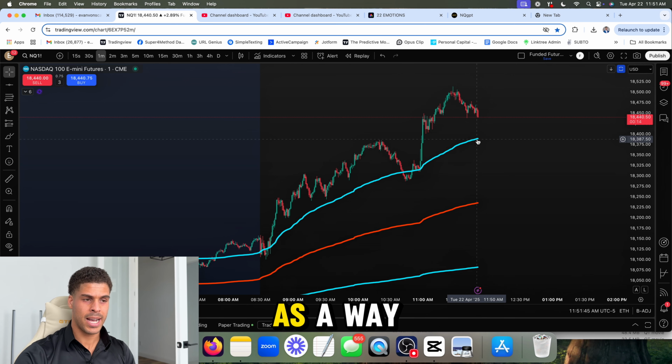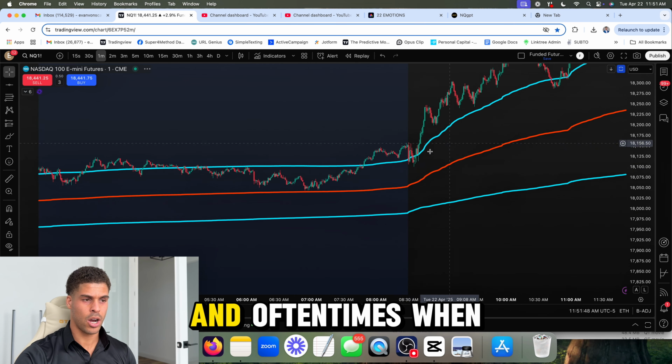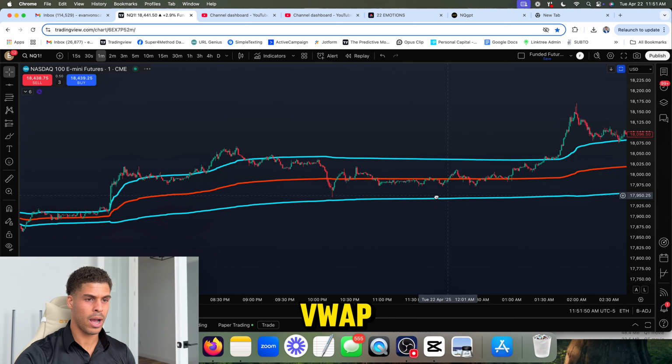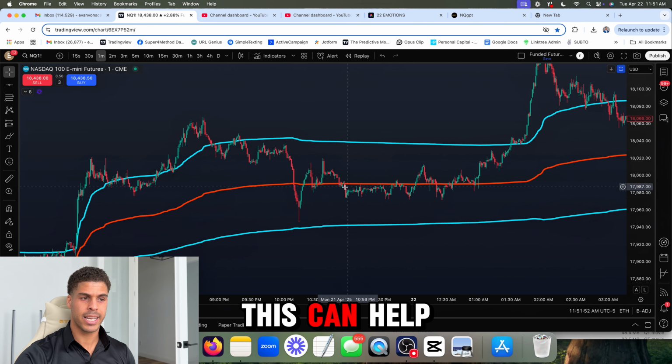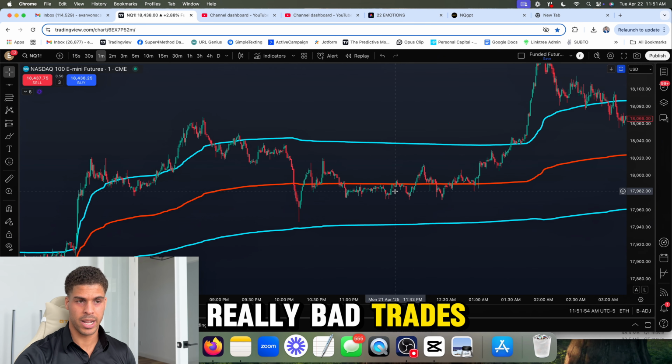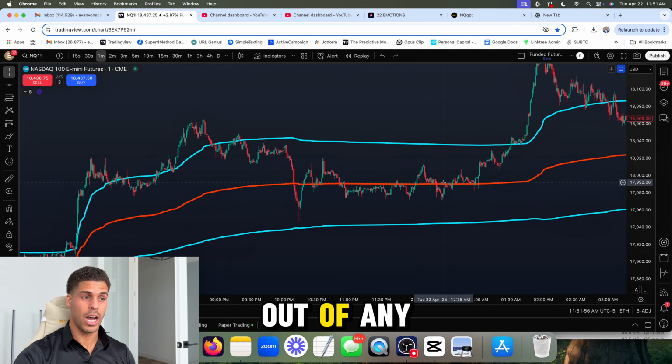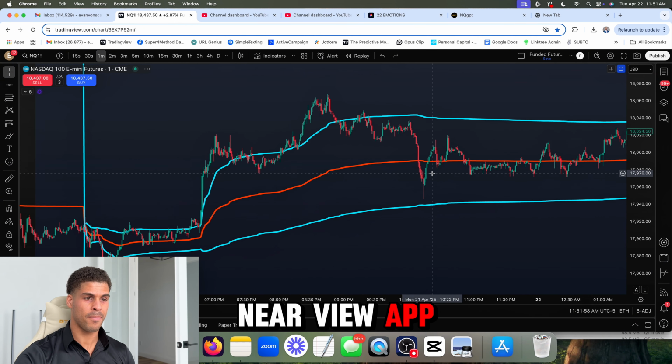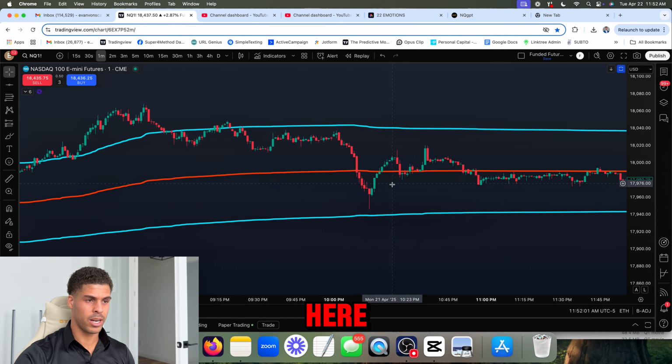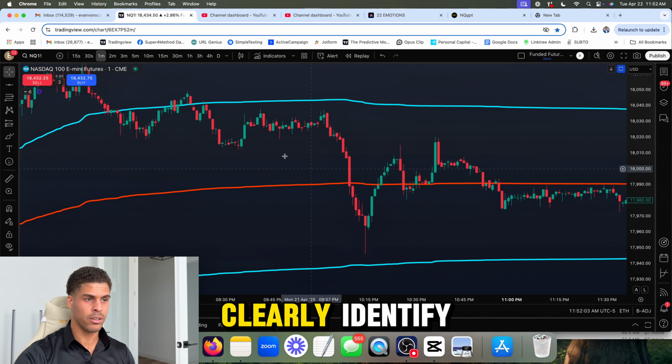So I use VWAP as a way of just understanding where price is, and oftentimes when price is near VWAP, it's very, very choppy. This can help me avoid taking really bad trades by simply opting out of any trades while price is near VWAP. And sometimes, like this is a great example right here, you have trades that you can clearly identify.